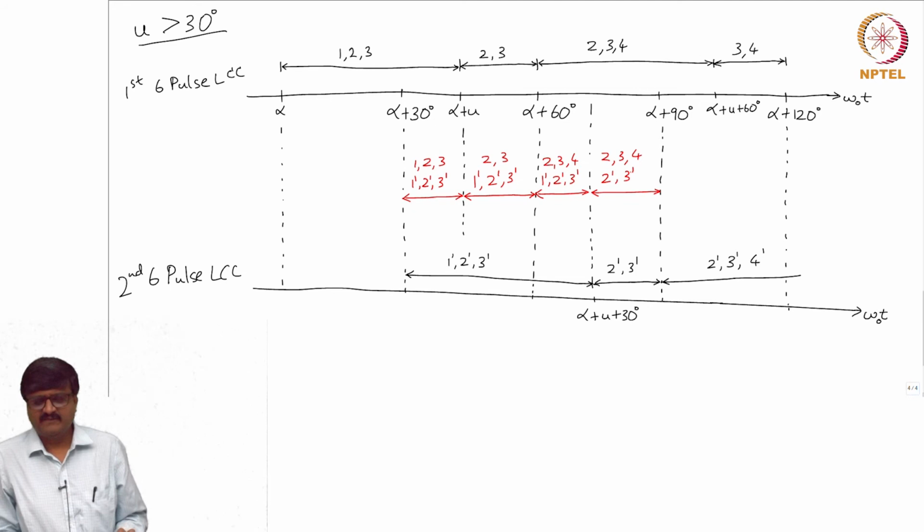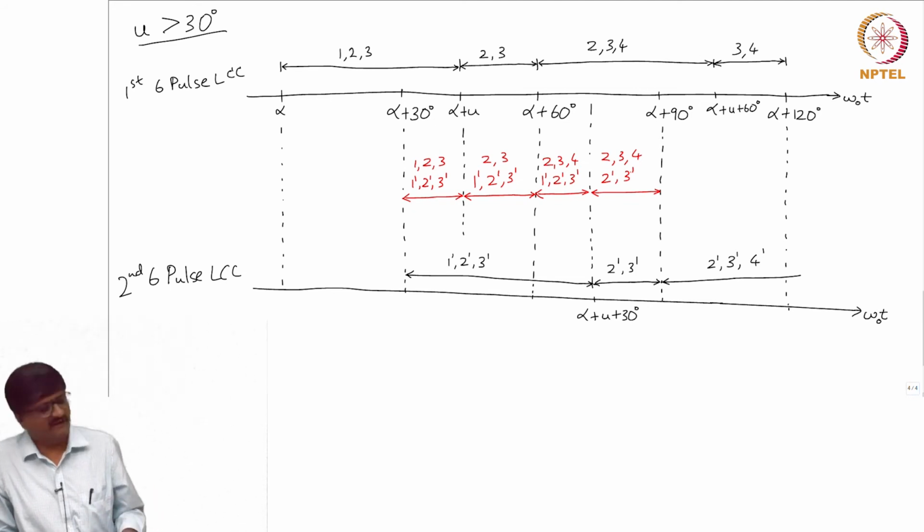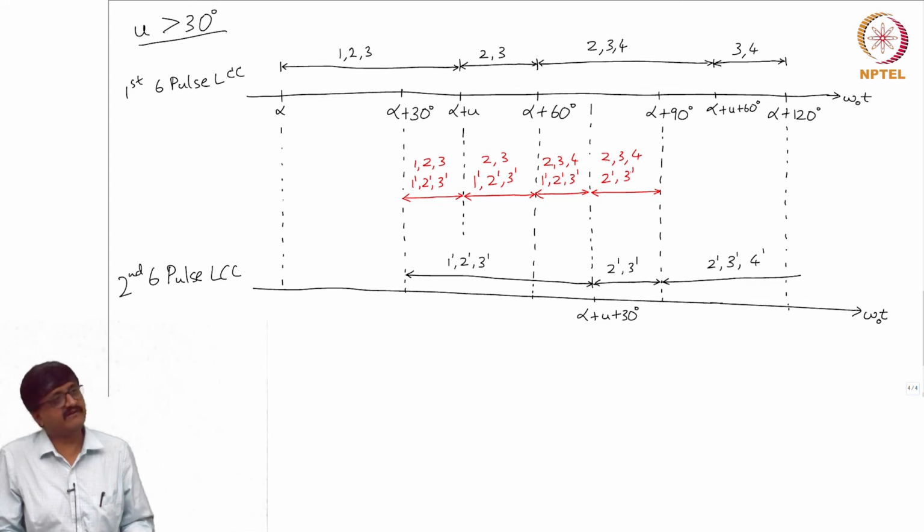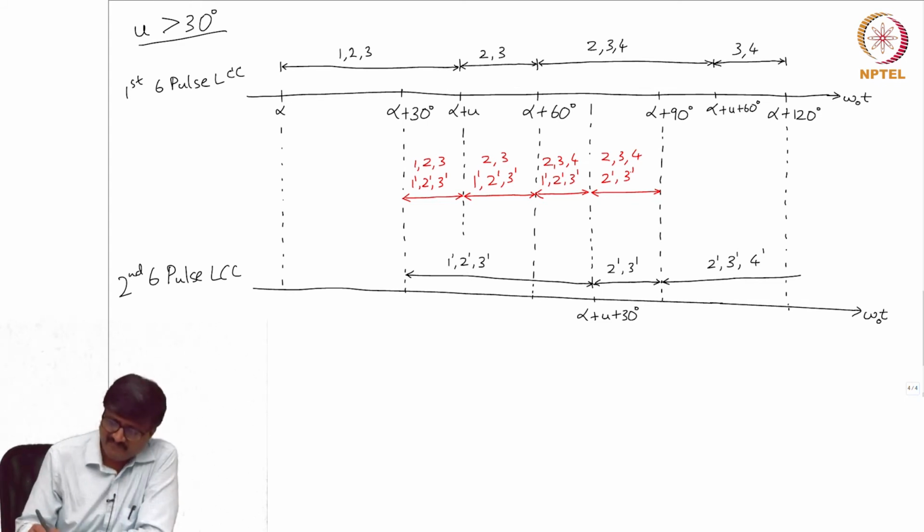So, you see that there are 2 subintervals in each interval. In one of the subintervals 6 valves conduct, in the other subinterval 5 valves conduct. Okay. So, this is 5 and 6 valve conduction mode.